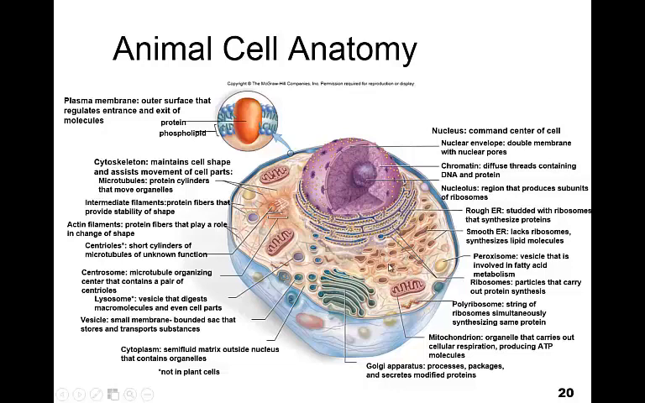You'll have a smooth ER. This lacks ribosomes, and it's used for synthesizing lipid molecules. You also may do some detoxification reactions here, and so on. The Golgi apparatus is important for processing, packaging, and secreting modified proteins. So proteins and lipids are going to come from the ER, either the rough ER or the smooth ER. They're going to come to the Golgi, get modified, and sent on their way.